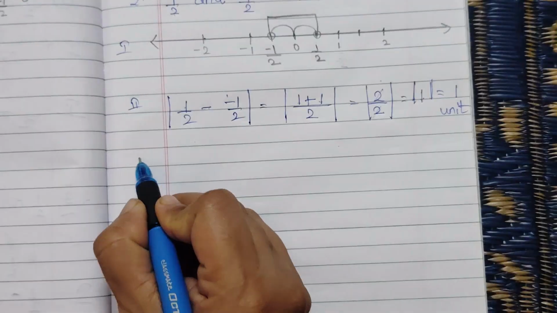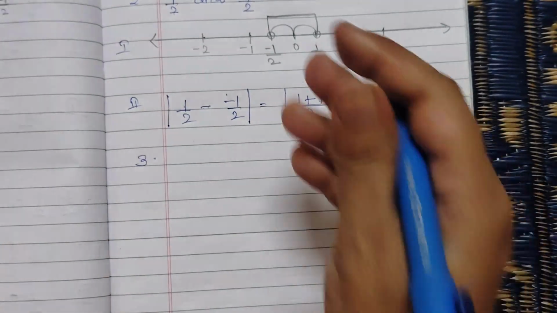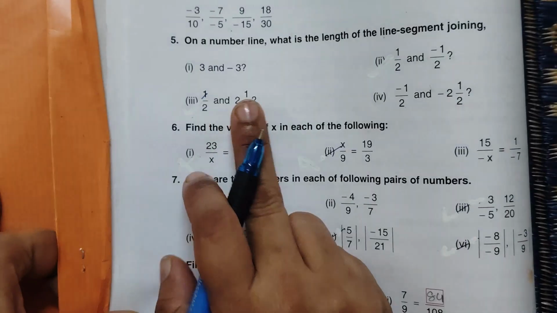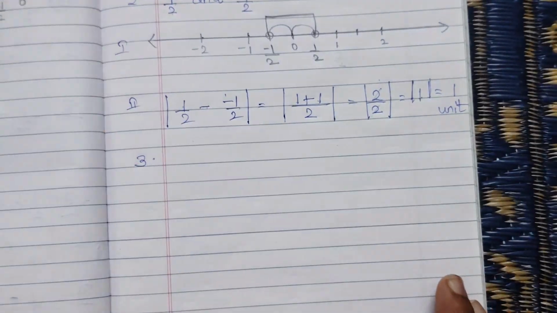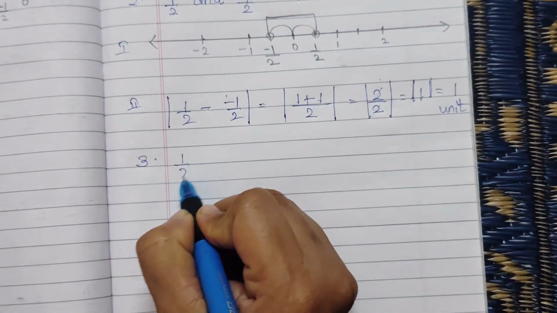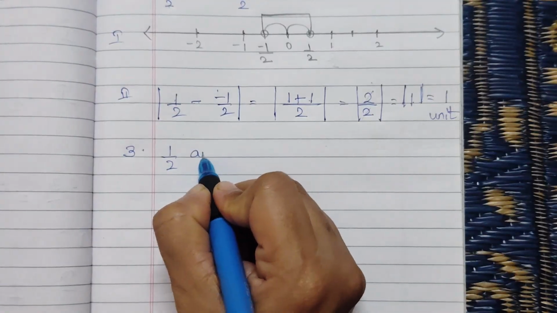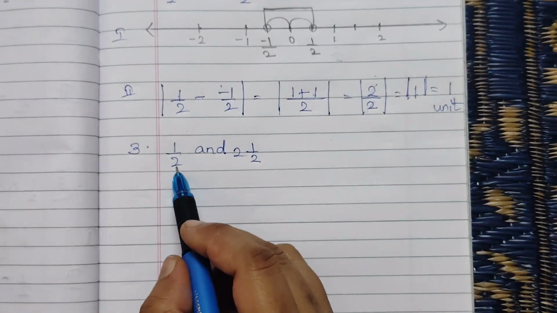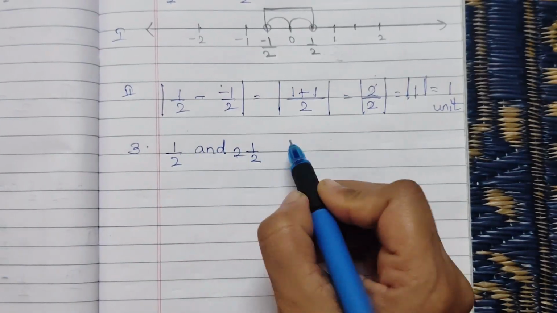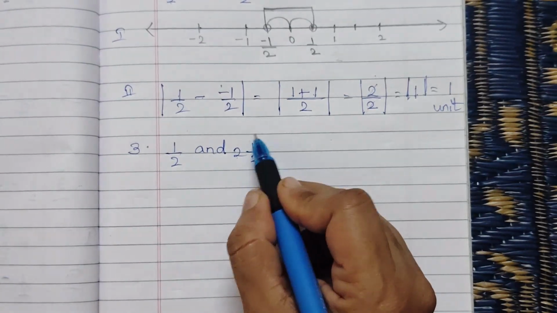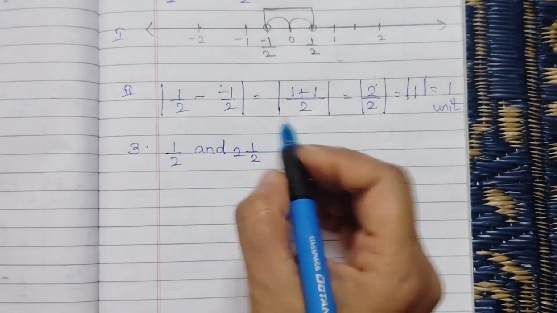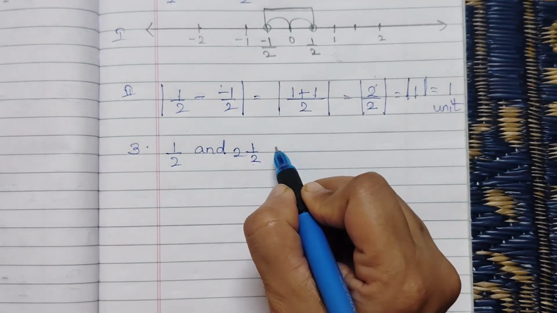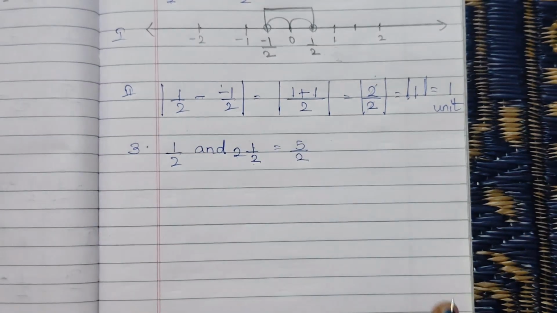Now, third question. 1 upon 2 and 2 1 upon 2. Okay. So, I will write 1 upon 2 and 2 1 upon 2. Here 1 upon 2 is a proper fraction, and this 2 1 upon 2, that is a mixed fraction. So we have to bring it into an improper fraction. So 2 2s are 4. 4 plus 1, 5. So what we got? 5 upon 2.